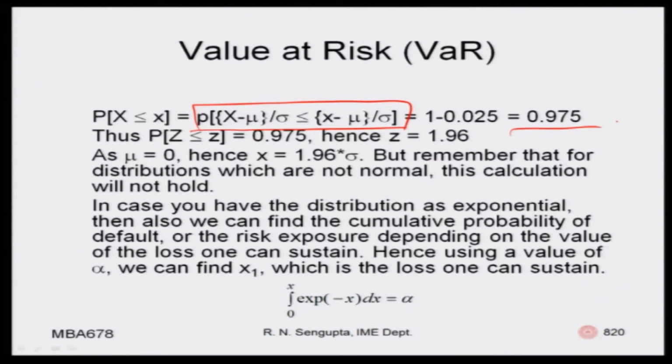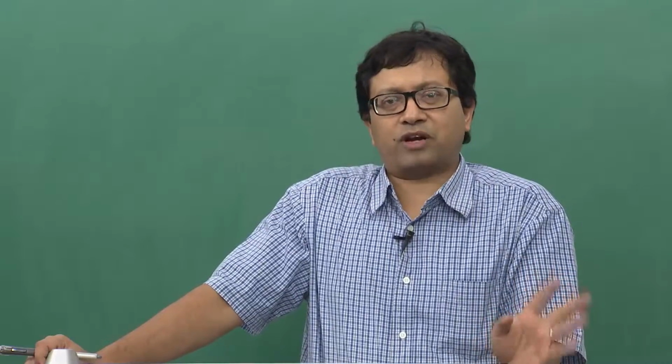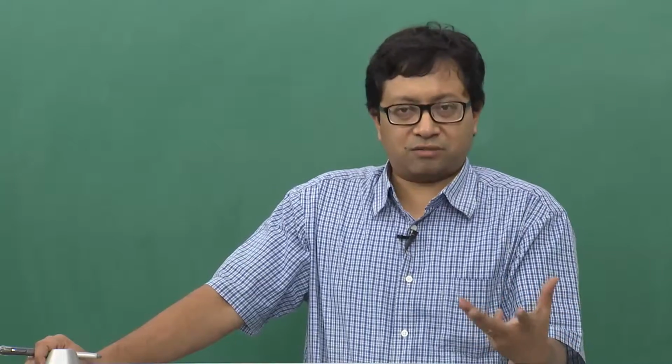In case you have an exponential distribution, and you want to find out the default risk, you have to use this formula. So, the alpha would give you the overall probability, the sum of the probabilities, and you have to basically integrate it from 0 to x, or from a to x, if, for example, the exponential distribution is starting at a value greater than 0. Integrate it, find out the overall area, and equate that area in order to find out the value of x. X is basically the VAR value which you are talking about.